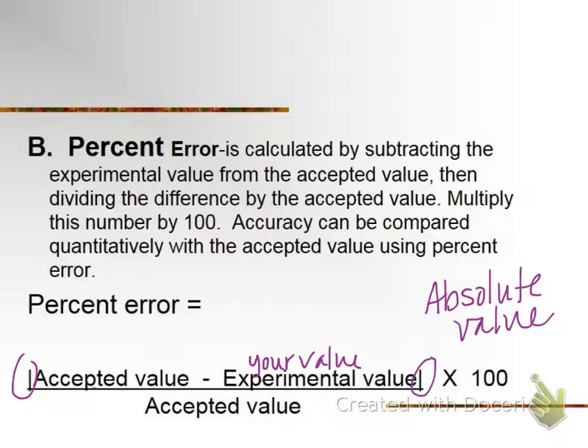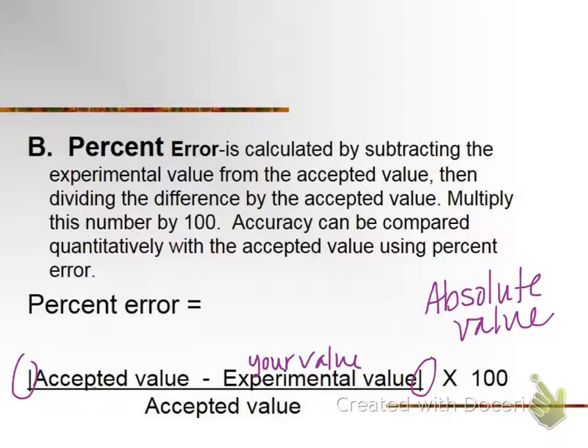However, it's always accepted value on the bottom. Here's an easy way to remember that. Your value is suspect because you got it in the lab, so you're only going to use it once. The accepted or the real value is the true thing. It's more important, so you're going to use it twice, top and bottom. That's a way to help you remember that.